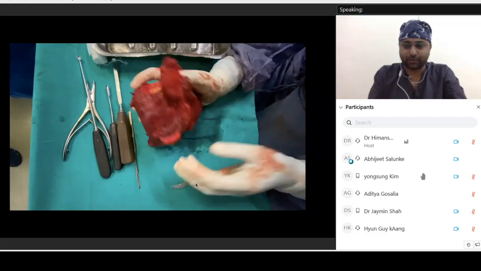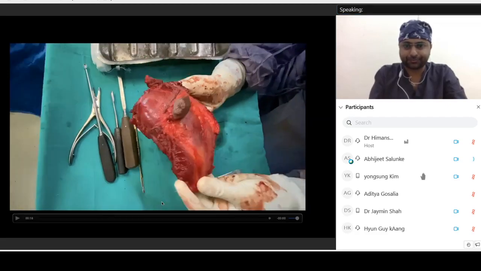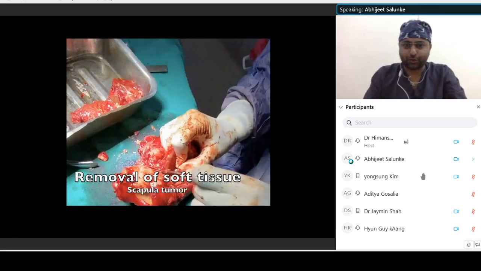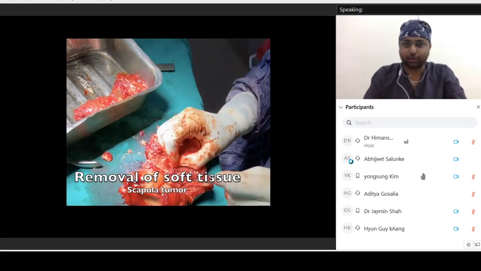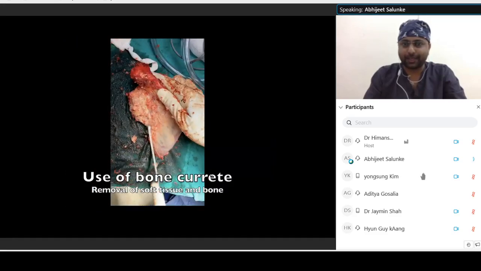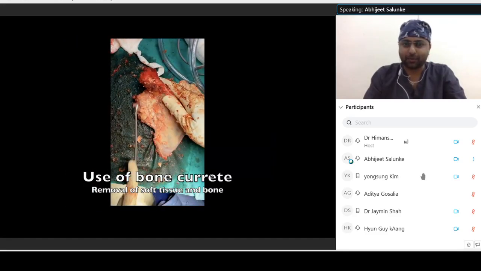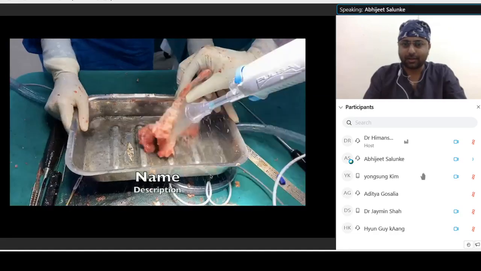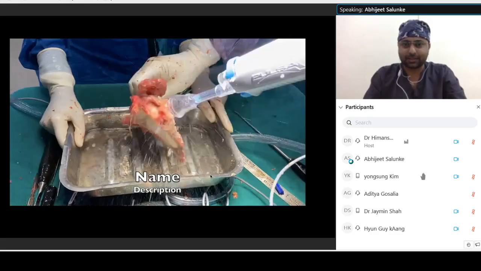This was the glenoid cavity for the patient. These are the important steps for how we remove the soft tissue. Make the bone bare, remove all the debris, remove the soft tissue completely, remove the soft bone part here. Give a good wash with the help of a pulse lavage.